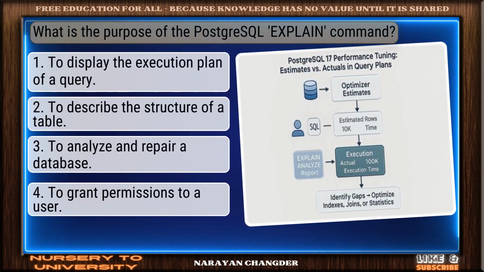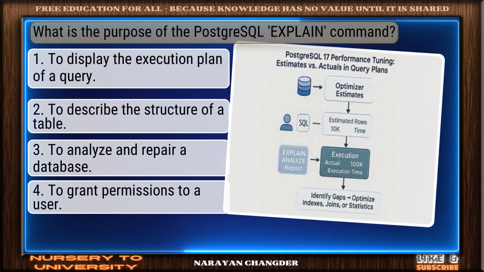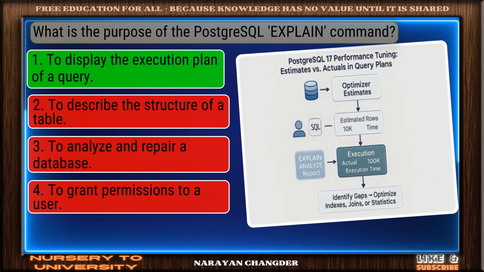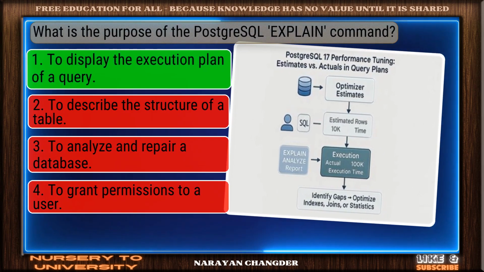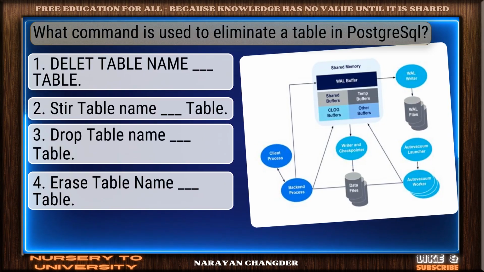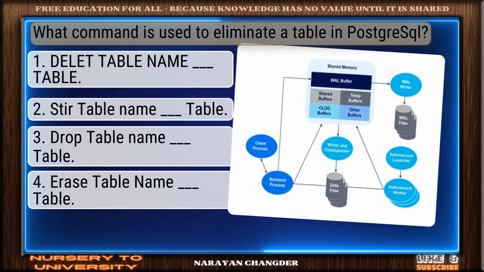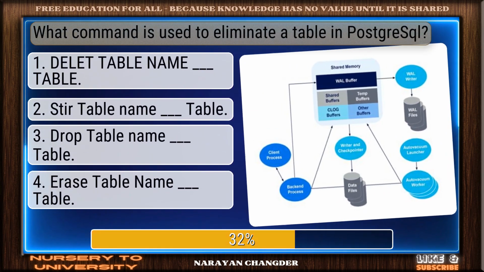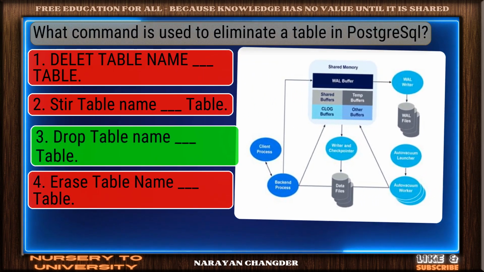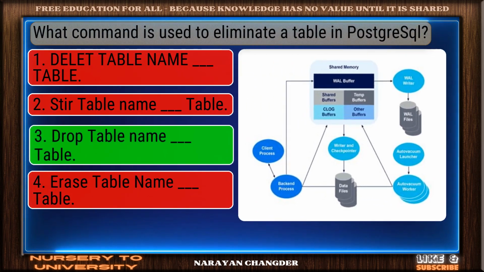Question number 51. What is the purpose of the PostgreSQL explain command? Good thinking. To display the execution plan of a query is the right answer. Question number 52. What command is used to eliminate a table in PostgreSQL? On track. Drop table table_name is the correct answer.